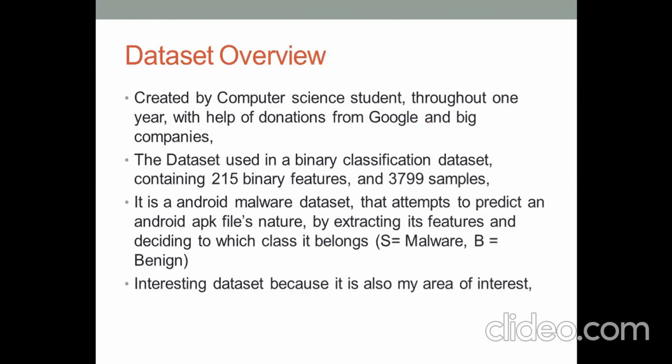The dataset used is a binary classification dataset. It contains 215 binary features and 3,799 samples. I'm going to show a screenshot of the dataset later. This dataset is basically an Android malware dataset. It attempts to predict an Android APK file's nature by extracting its features and deciding to which class it belongs. It uses S for malware, B for benign. And personally, this was a very interesting dataset because Android malware and Android security is my area of interest.